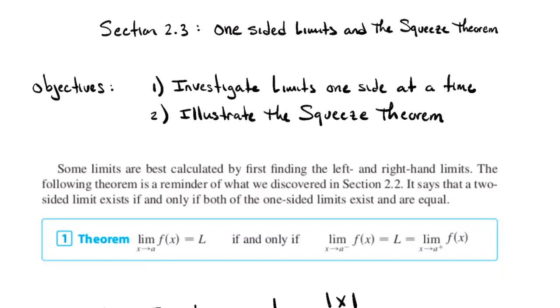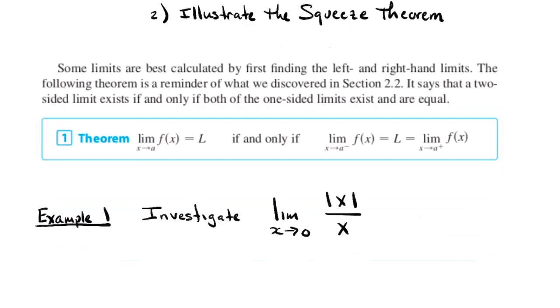But the two more things I want to show you in this section is that sometimes it's best to handle limits one-sided. I want to give you some examples of functions where it's appropriate to look at limits one side at a time. And then I want to show you a result that people usually call the squeeze theorem or the pinching theorem that can give you a technique to handle limits in a certain special case. All right. So let's start off.